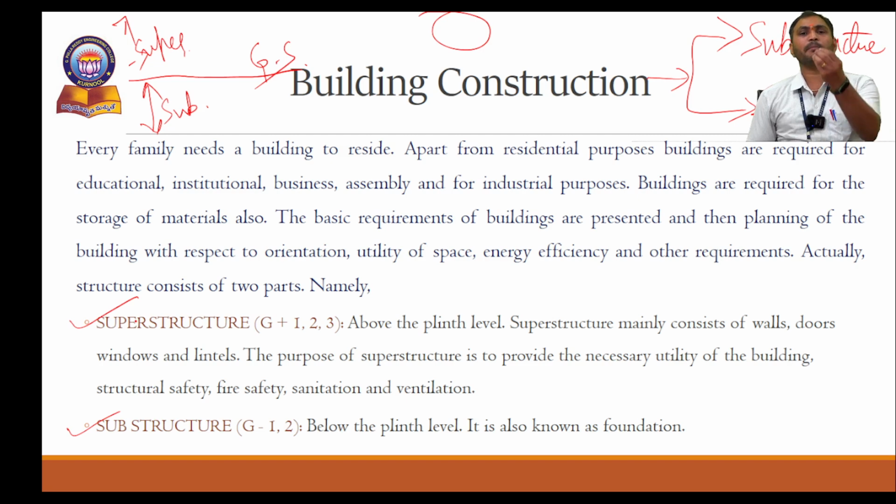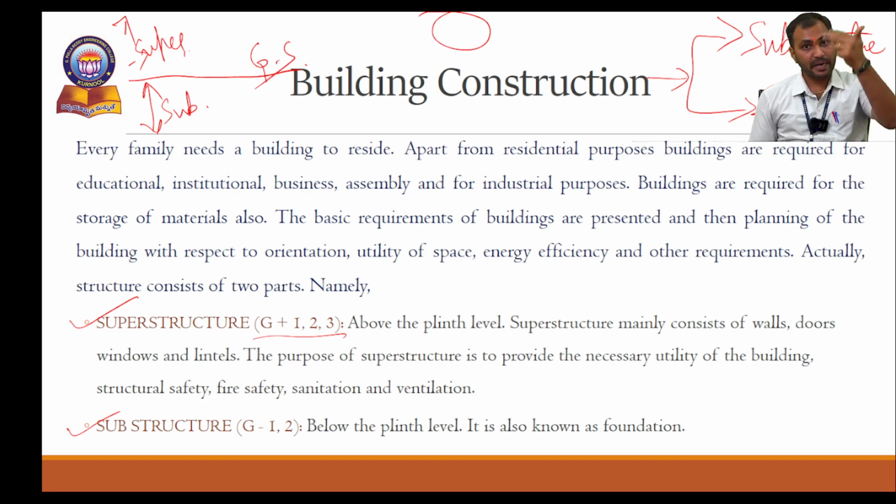Superstructure basically means G plus 1, G plus 2 or G plus 3. G means ground floor. In the ground floor, if you are going to give the parking facility, we call it stilt.